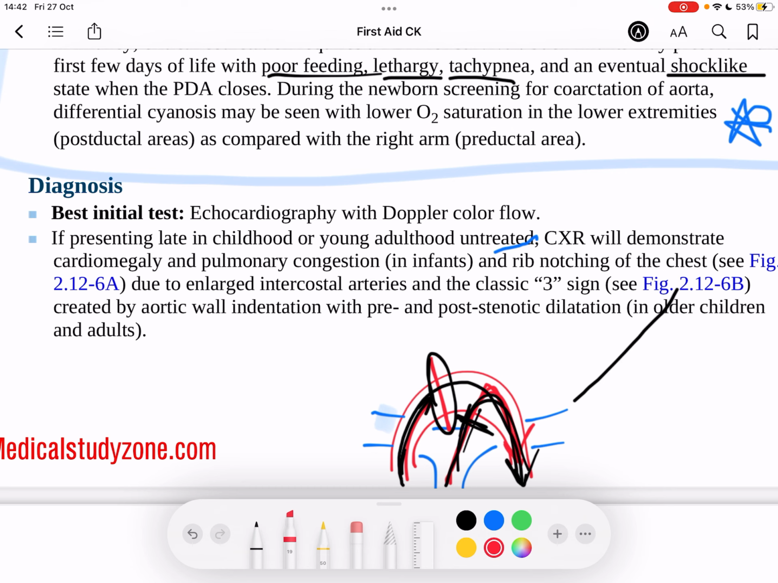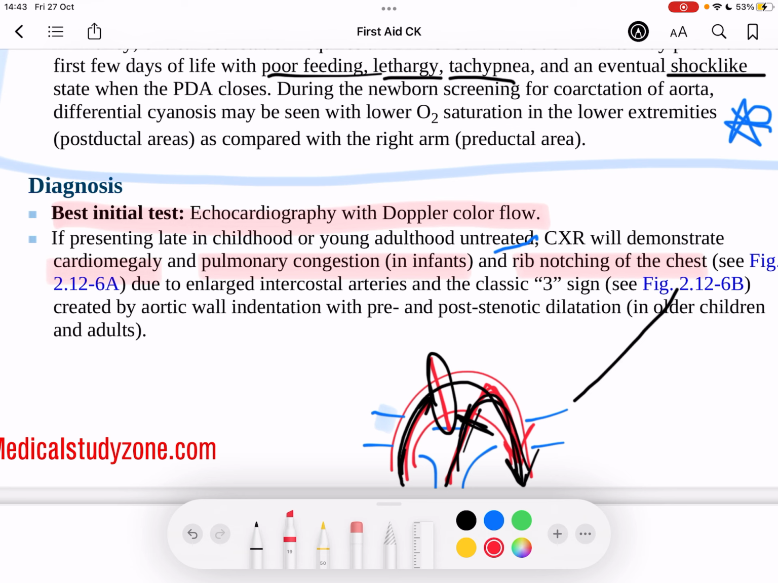The best initial test, as I said, like all congenital heart diseases, is echocardiogram with a Doppler color flow. If it presents late in childhood or young adulthood and it's untreated, a chest x-ray can show findings such as cardiomegaly, pulmonary congestion, which is seen in infants, because of the vascularization of those intercostal arteries, and the rib notching as well. These are all relating to that vascularization of the intercostal arteries.